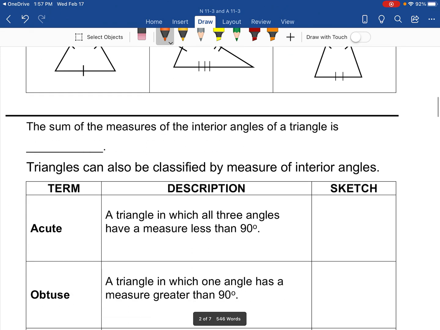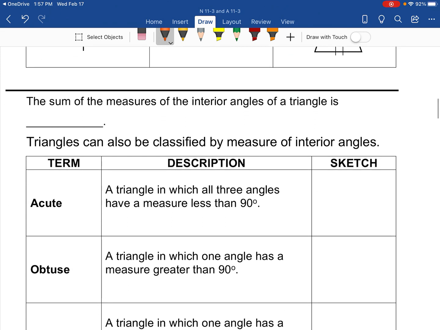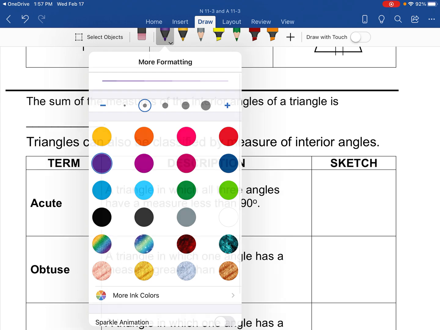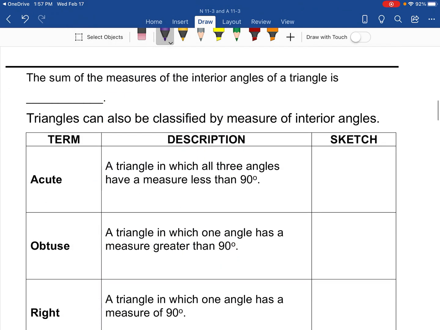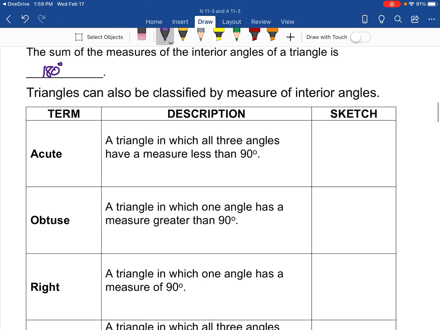Okay. One thing we need to remember is the sum of the measures of the interior angles of a triangle is 180 degrees. If you add up the angles on the inside of a triangle, they add up to 180 degrees. Okay, so now let's talk about how to classify triangles by the measure of their interior angles.